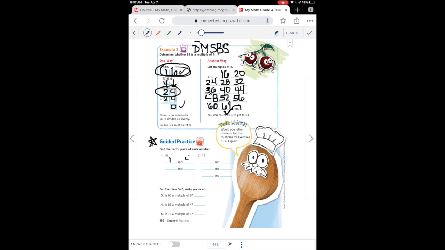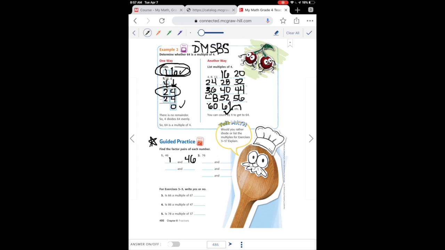So in this case, it's 46. Okay? 1 and 46. If it was 27, it would be 1 and 27. If it was 2, it would be 1 and 2. Identity property of multiplication, okay?